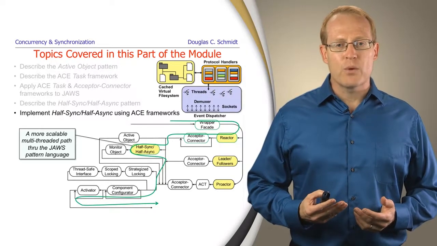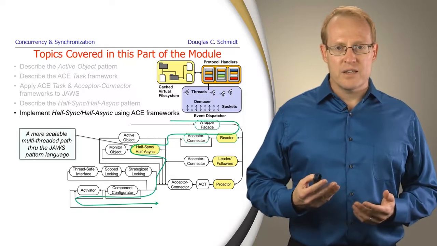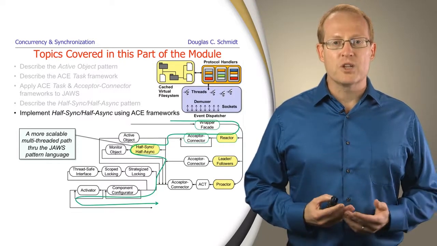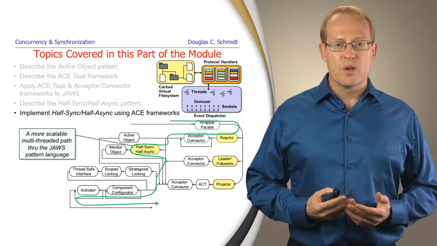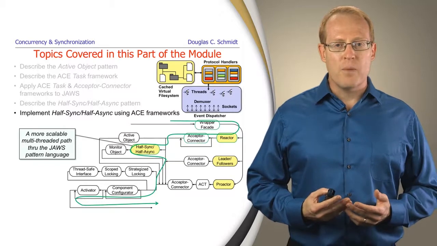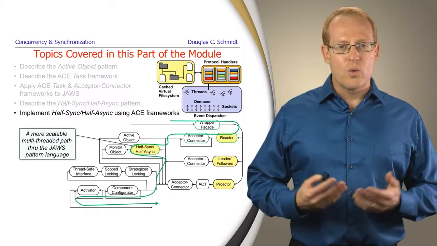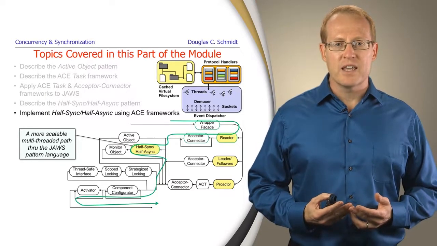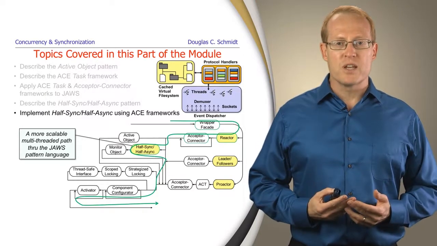We then talked about how to apply the ACE task and ACE acceptor connector frameworks in order to implement a thread per connection version of our web server. Next, we talked about the half-sync, half-async pattern, which combines the reactor with active object. And now we're going to implement half-sync, half-async using a number of frameworks in ACE.